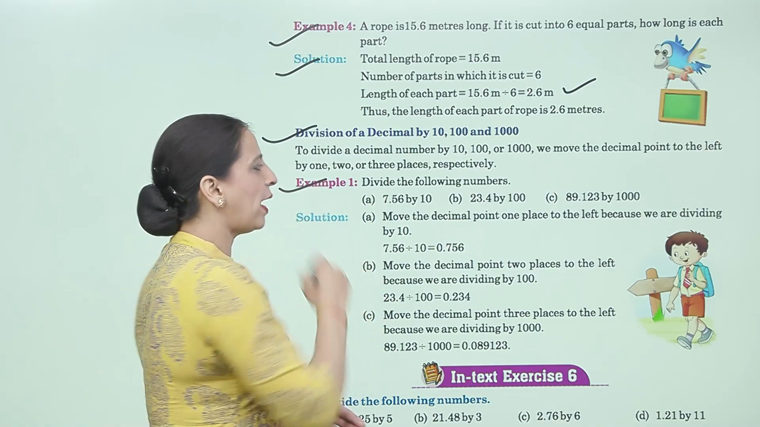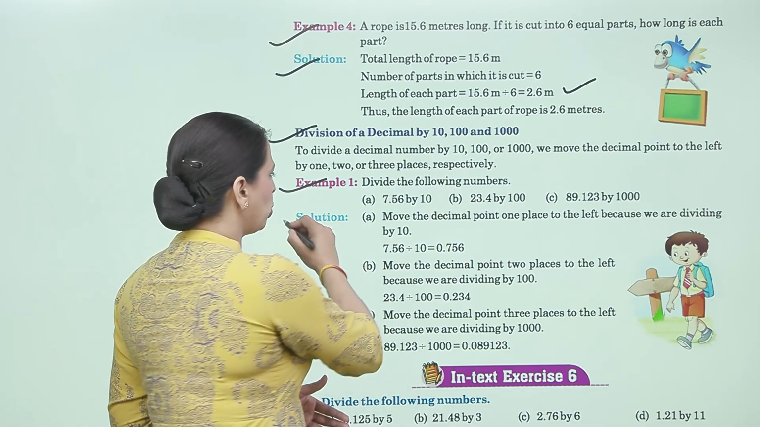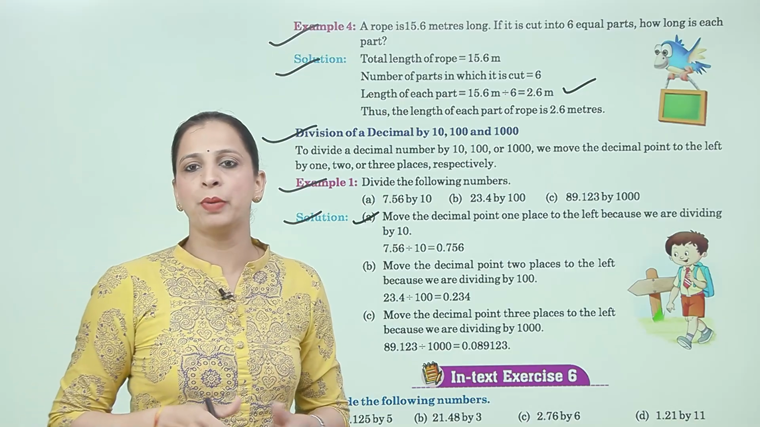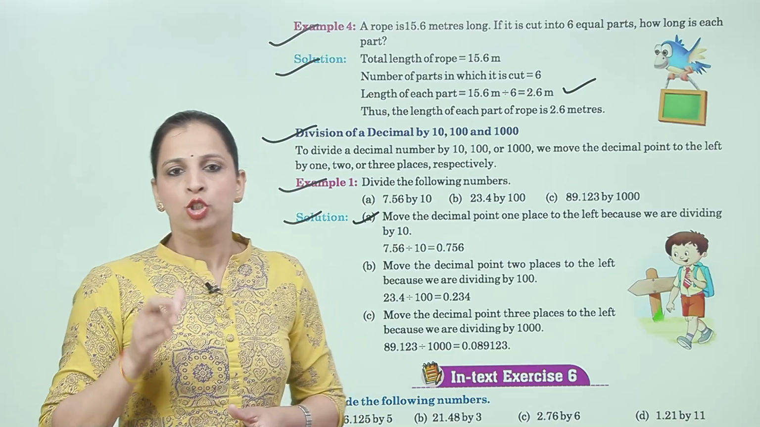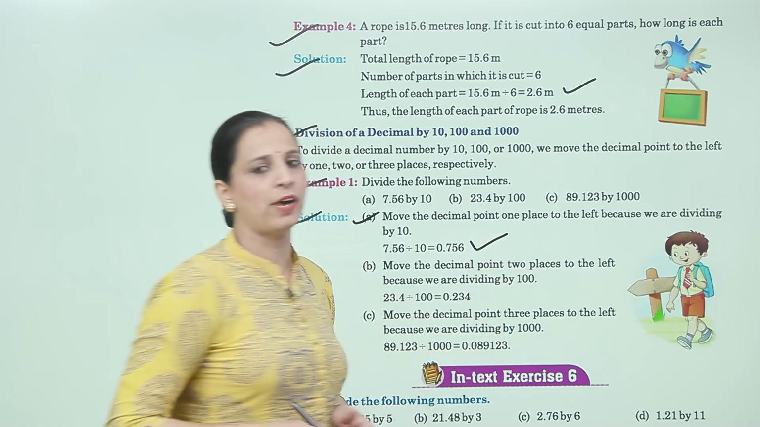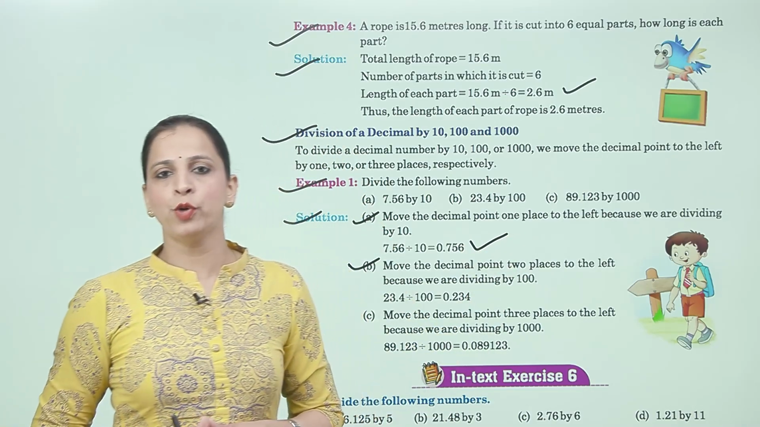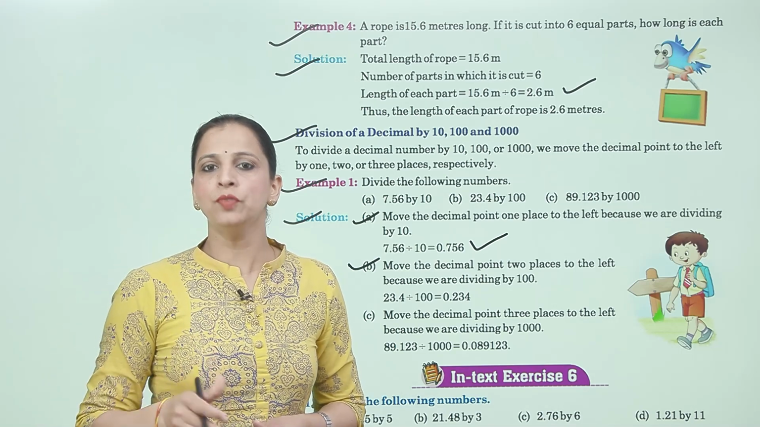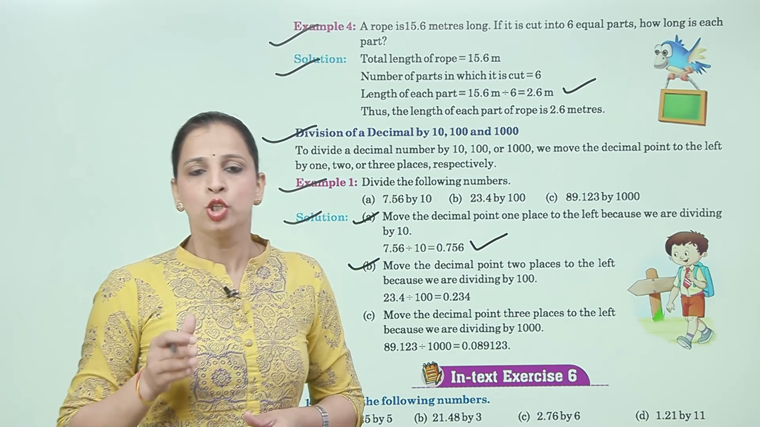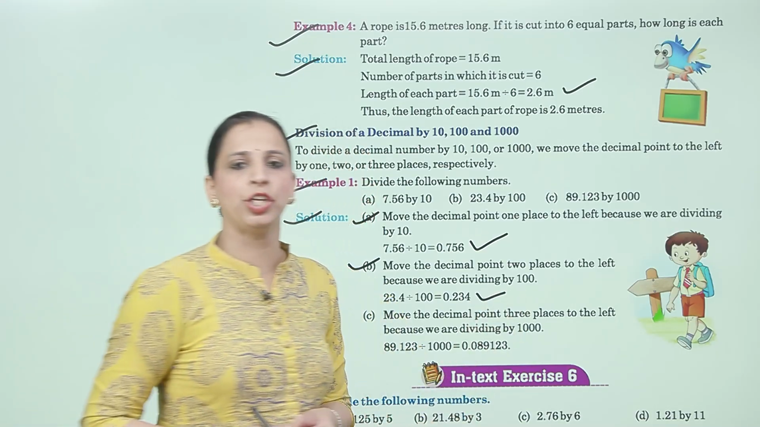Now example 1, divide the following numbers. A, 7.56 by 10. Solution: move the decimal point 1 place to the left because we are dividing by 10. So 7.56 divided by 10 becomes 0.756. Now B part, 23.4 divided by 100. Move the decimal point 2 places to the left because we are dividing by 100. So 23.4 divided by 100 becomes 0.234.